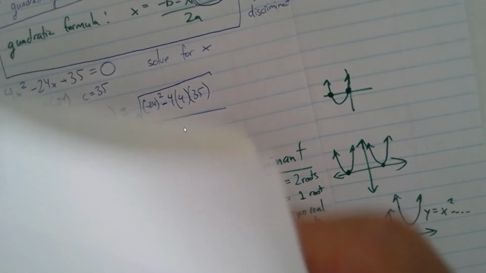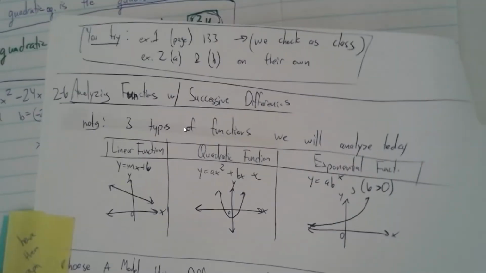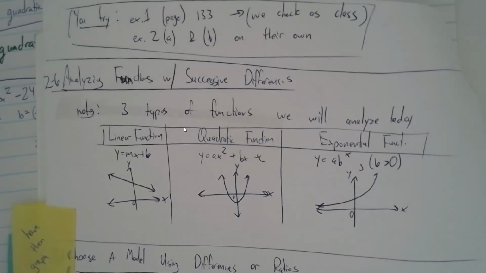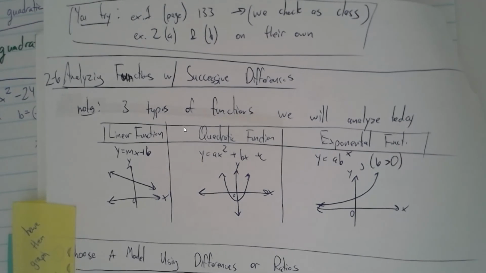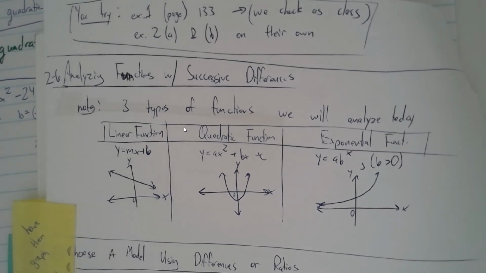Well, will you guys do wonderful anymore? I don't know. Okay, copy down these notes. 2-6, you can start on a new page. This is going to be a new section. 2-6, analyzing functions with successive differences.